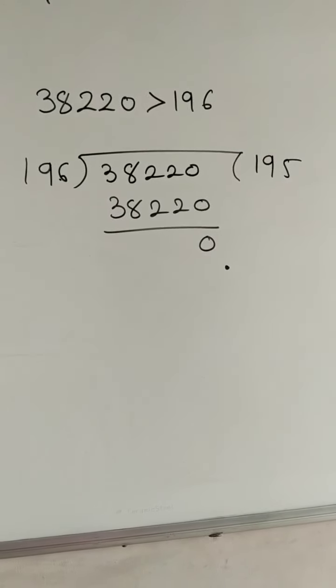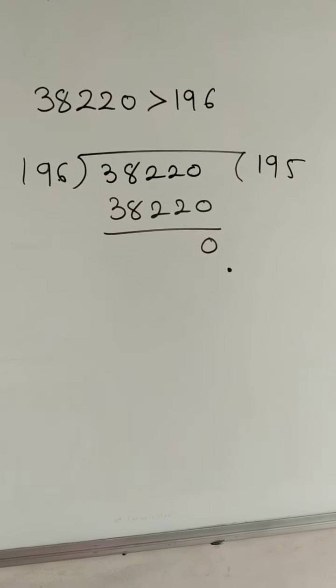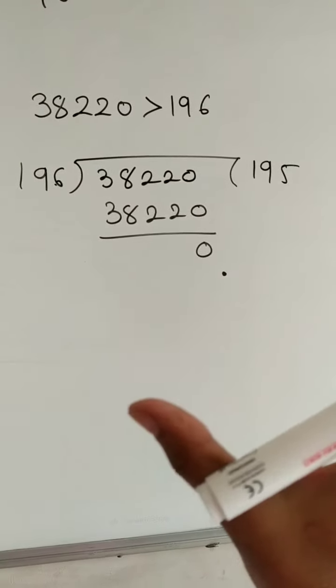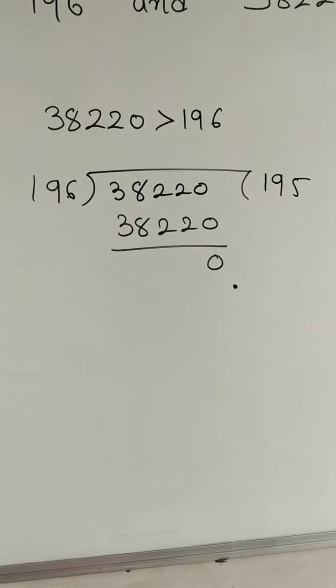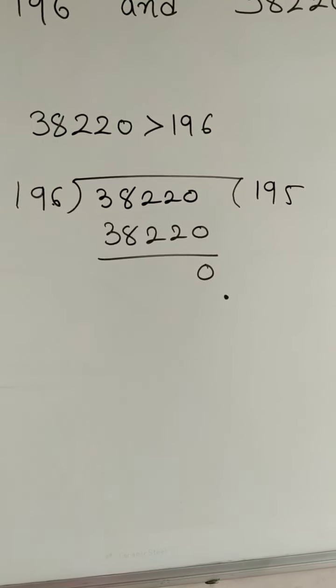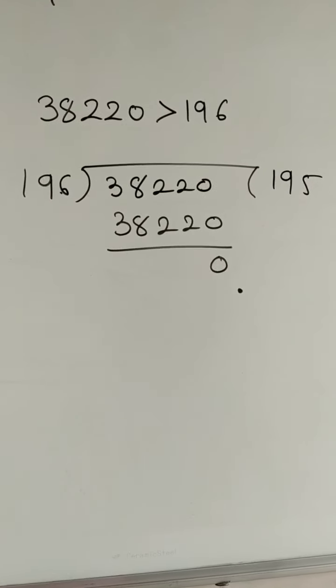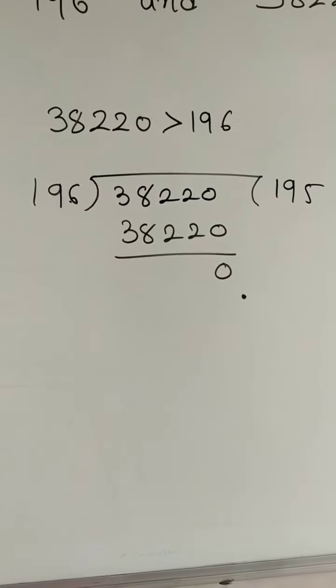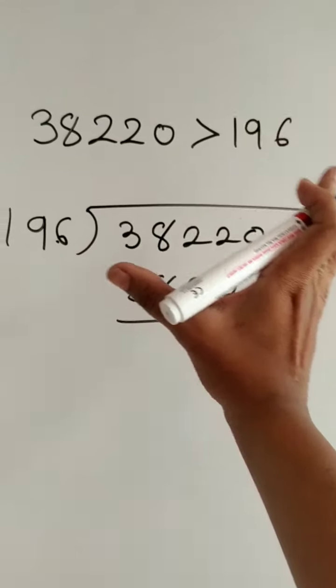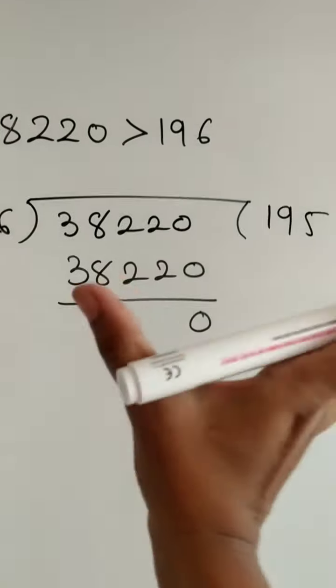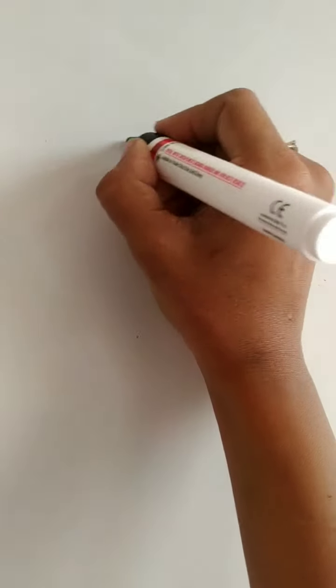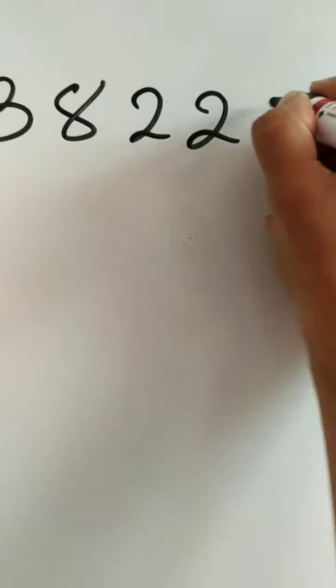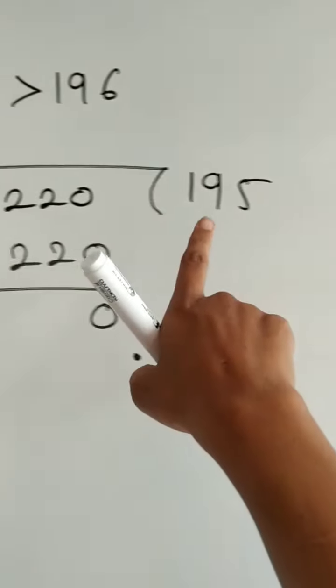As I told you in the last lecture, when you show this method, you do not get any marks for it, because you have to write it in the form of Euclid's division algorithm. So now our fair work will begin. In the main supplementary you have to write that 38,220 is equal to 196 into 195, and you got remainder 0.